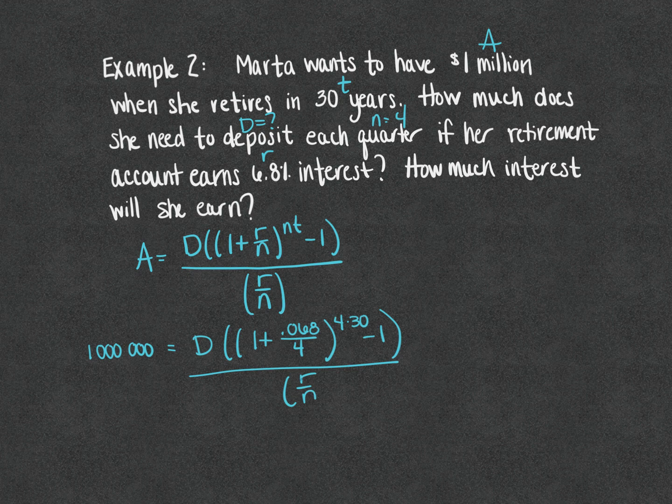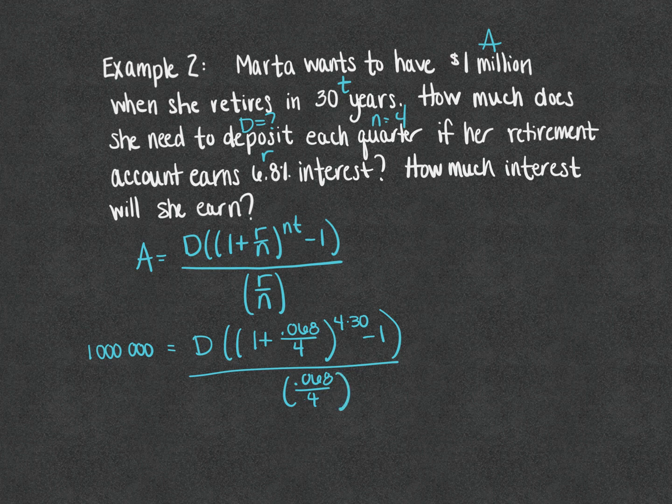I started looking at my R over N, and I wrote it as an R over N. I want to make sure that that is the value, 0.068, there we go, over 4, and not the variable. And I've got just a little tiny bit of a dot there. We want to get rid of that. If I can, there we go. All right.